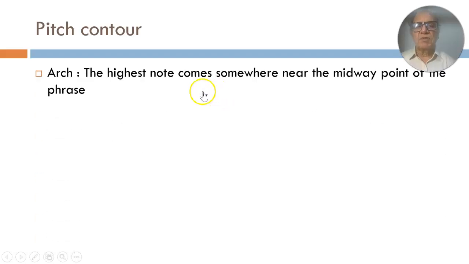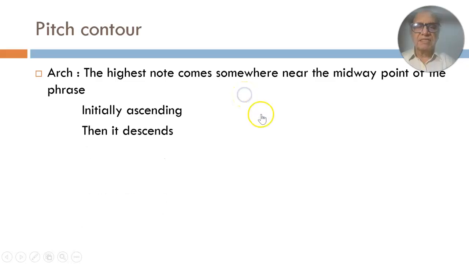But the one we are going to study in this session is called an arc type of contour. So in this case, the highest note comes somewhere near the midway point of the phrase. That means the initial part of the phrase is ascending. It ascends, it goes on increasing, reaches a peak frequency, and then it starts decreasing.